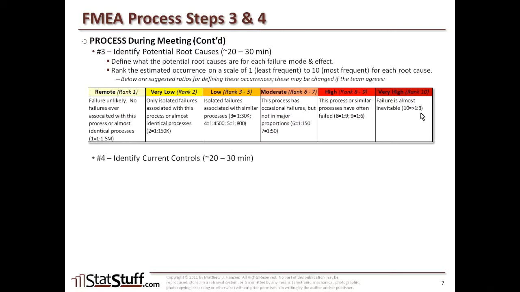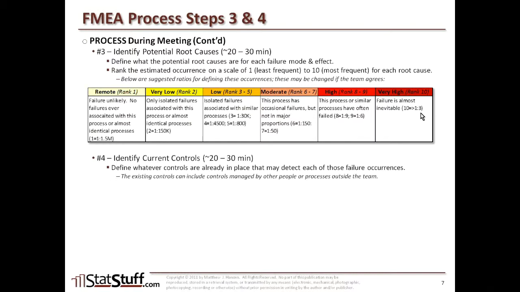And then we move on to the fourth step. After we've identified that kind of ranking for all those potential root causes, we move on to identifying the current controls we have. This is where we want to define whatever controls we might already have in place for detecting each of these failure occurrences.